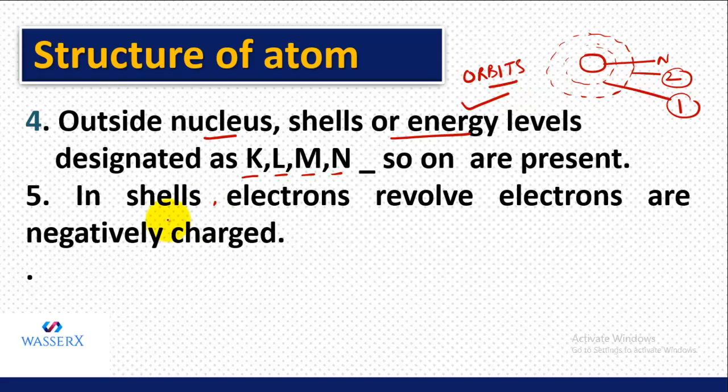In shells, electrons revolve, and electrons are negatively charged. So in these shells, there are a definite number of electrons present and they are revolving in it, and electrons, as we know, are negatively charged. So whenever you are using the symbol of electron, we just write e with a negative sign, because this indicates e as electron, and the negative indicates that it is negatively charged.